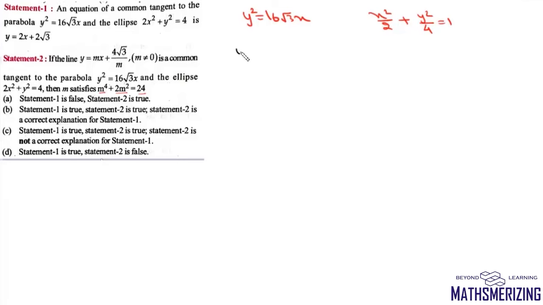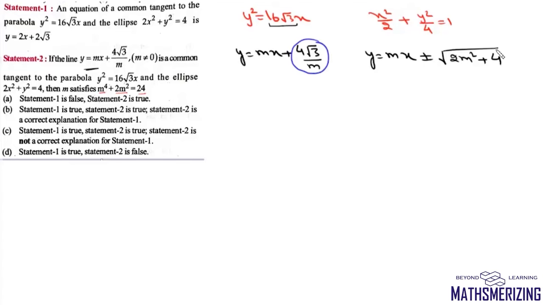Now for this parabola, we write equation of tangent. So equation of tangent for this parabola is y equals mx plus, now what is the value of a? So 4a is 16 root 3, so a is 4 root 3. So y equals mx plus 4 root 3 by m, which is given in statement 2. And then for this ellipse, it will be y equals mx plus minus under root of a square, which is 2, m square plus b square. Now it will be a common tangent. Then these two lines, they'll be same. So we'll compare the constant terms.